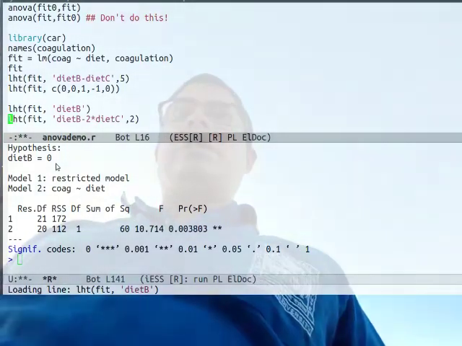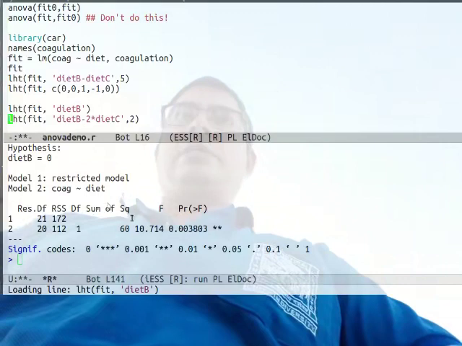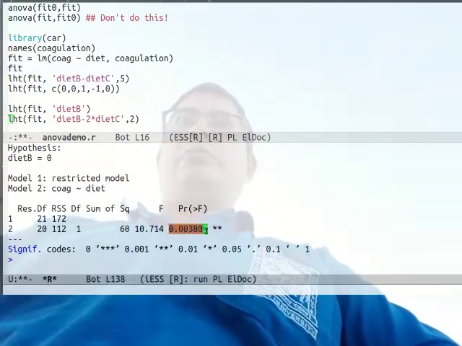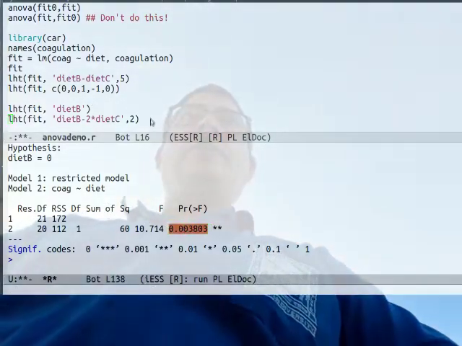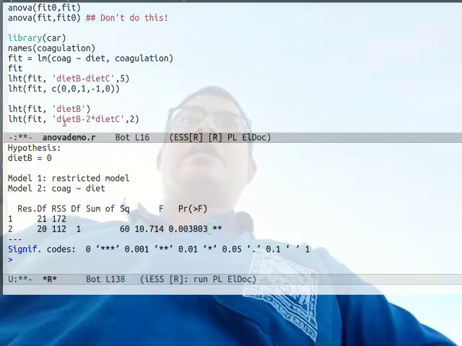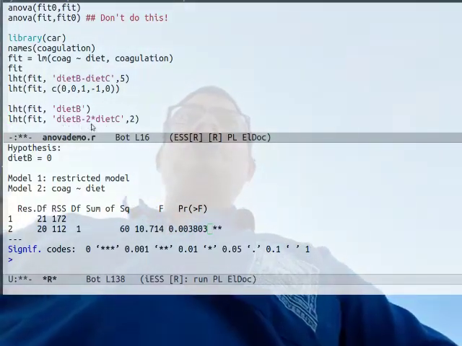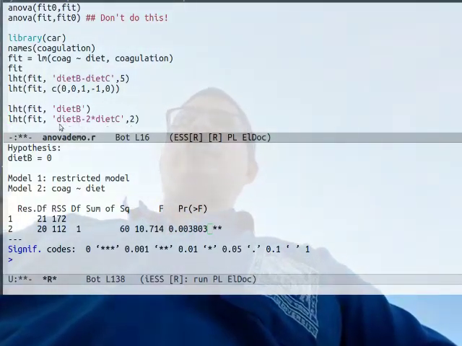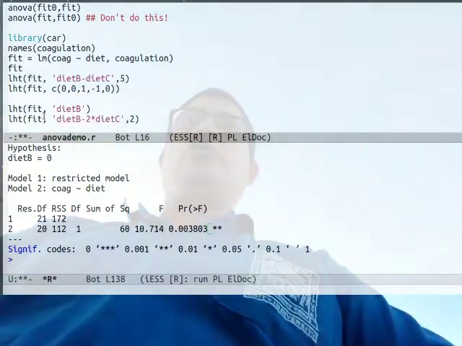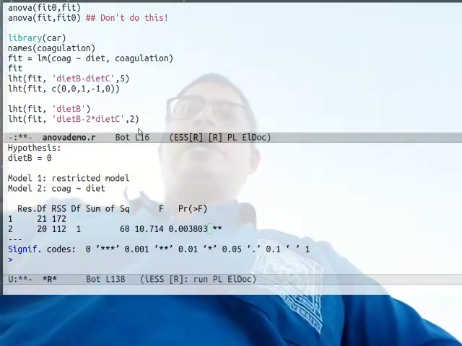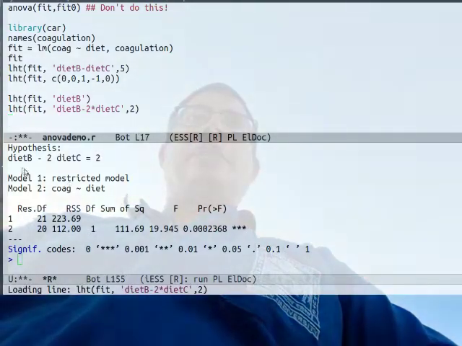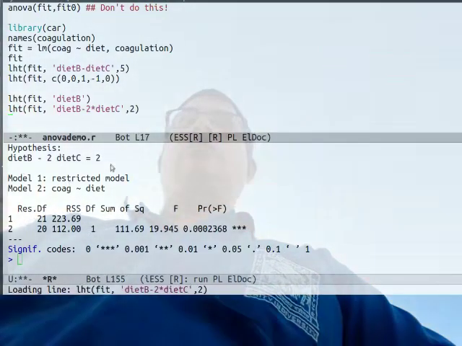Anyway, this is just weirdness of the syntax, but the result that you get is perfectly meaningful. In fact, you can even test more weird things like diet B minus 2 times diet C equal to 0. So you can use this syntax within a string, and it will carry out the test: diet B minus twice diet C is equal to 0.